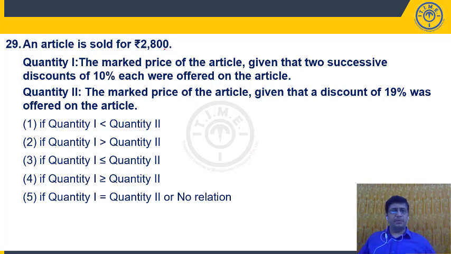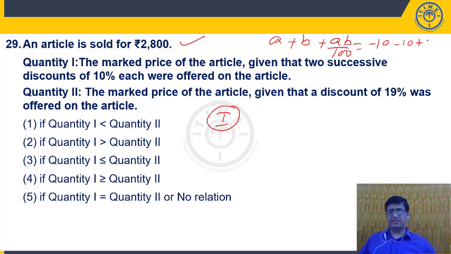An article is sold for rupees 2,800. It is a selling price. The market price of the article, given that two successive discounts of 10% each were offered on the article. Two successive discounts of 10% means we have to find the single discount equal to the successive discount. Here it is minus 10, minus 10. Just apply this formula: a plus b plus ab by 100. So minus 10 minus 10 plus (minus 10 into minus 10) is 100 by 100.